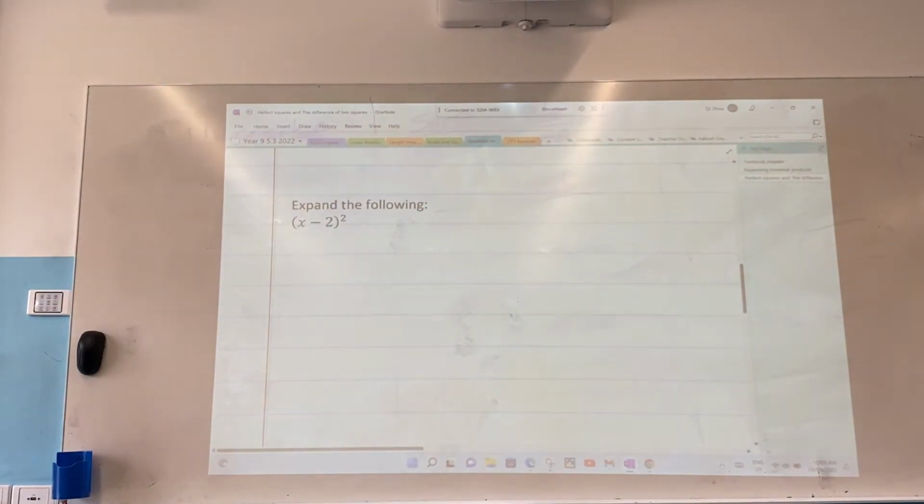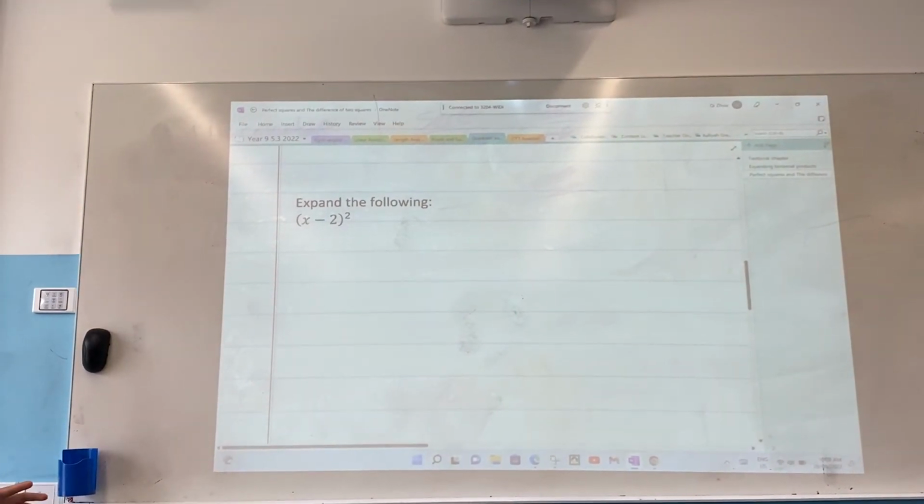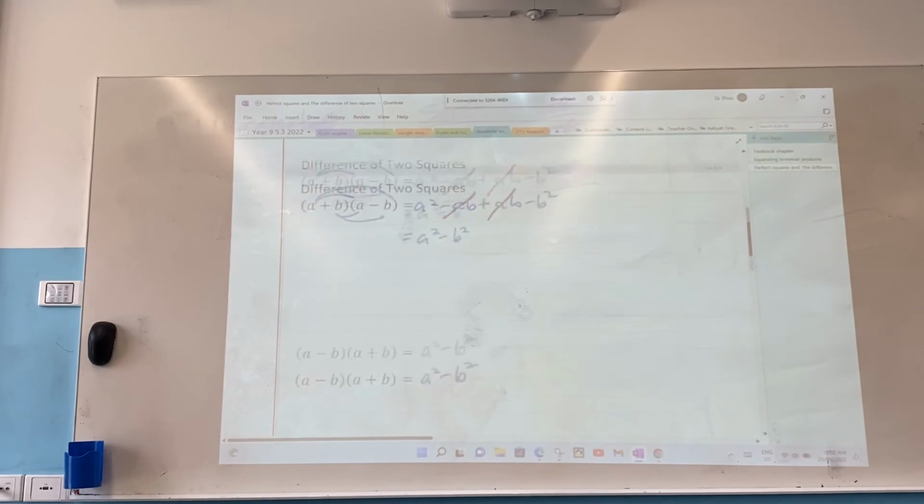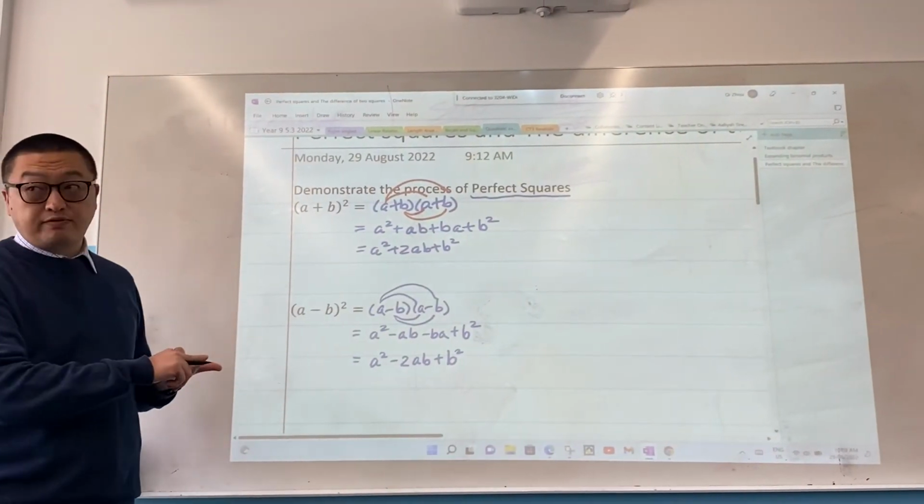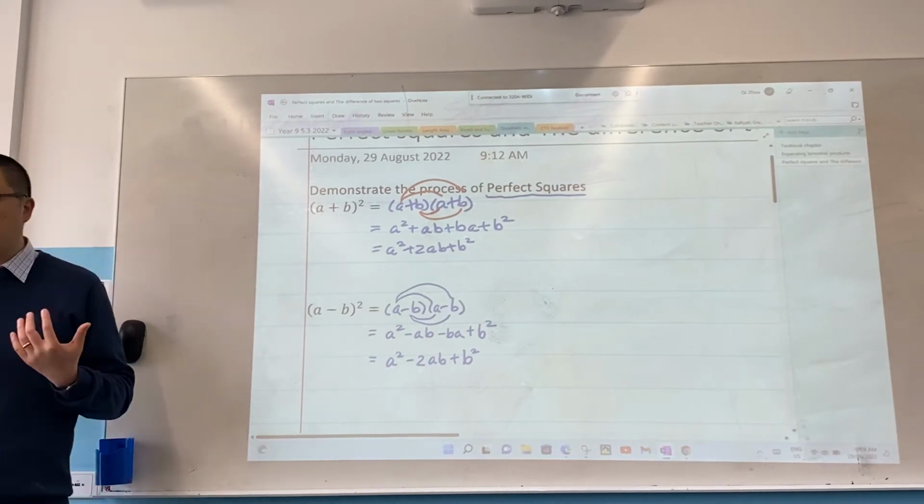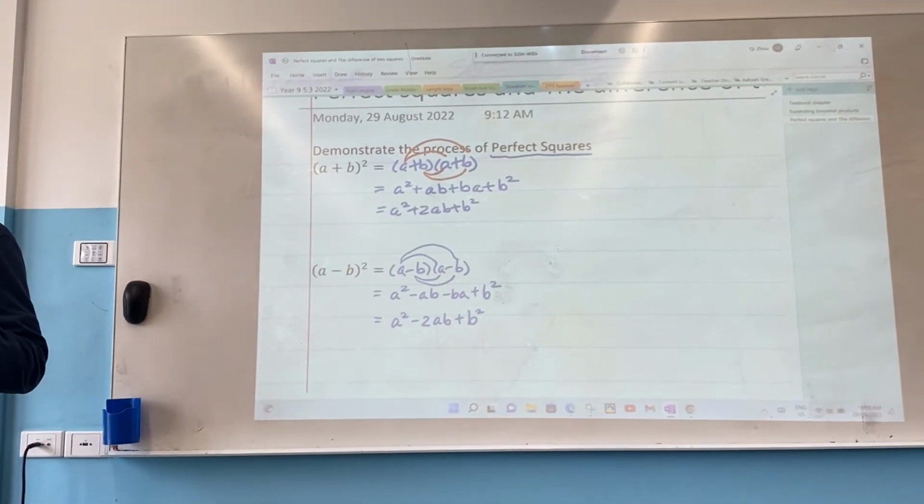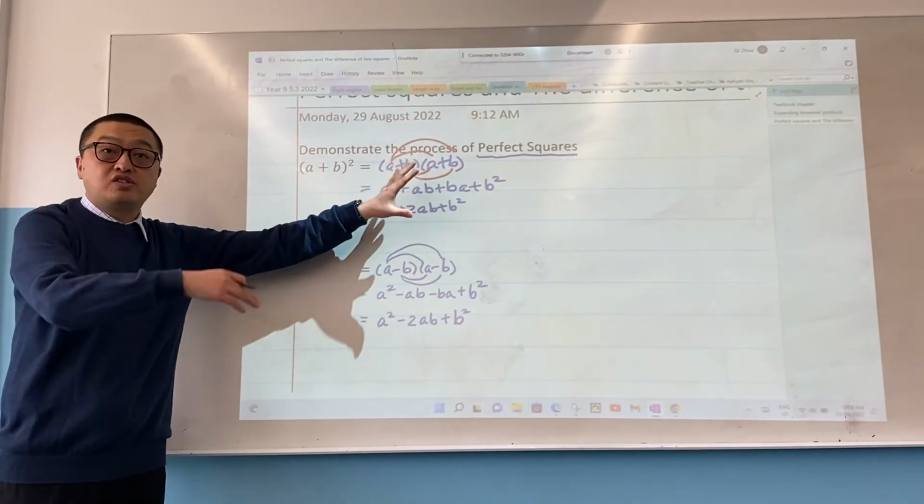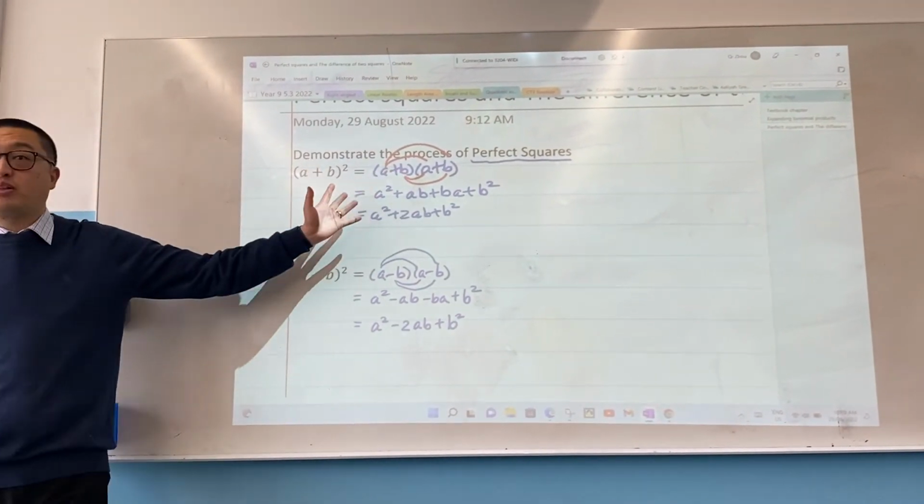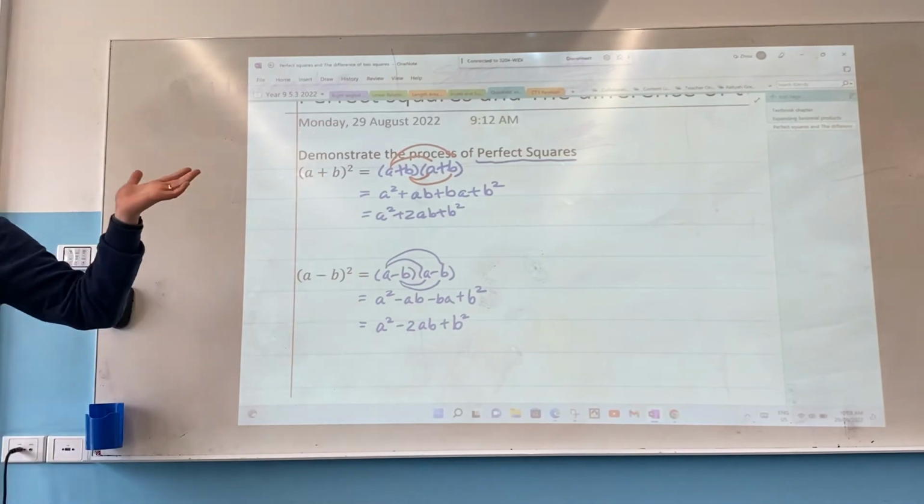All right, I'm going to start plenty of examples now. I've spent quite a bit of time talking about where perfect squares come from, where difference of two squares come from. Now I'm going to show you how I actually do it in exam. In exam, I'm not going to do this, and I'm not encouraging everybody to do this. Yes, you can do this, you will get correct results, but it takes too much time.